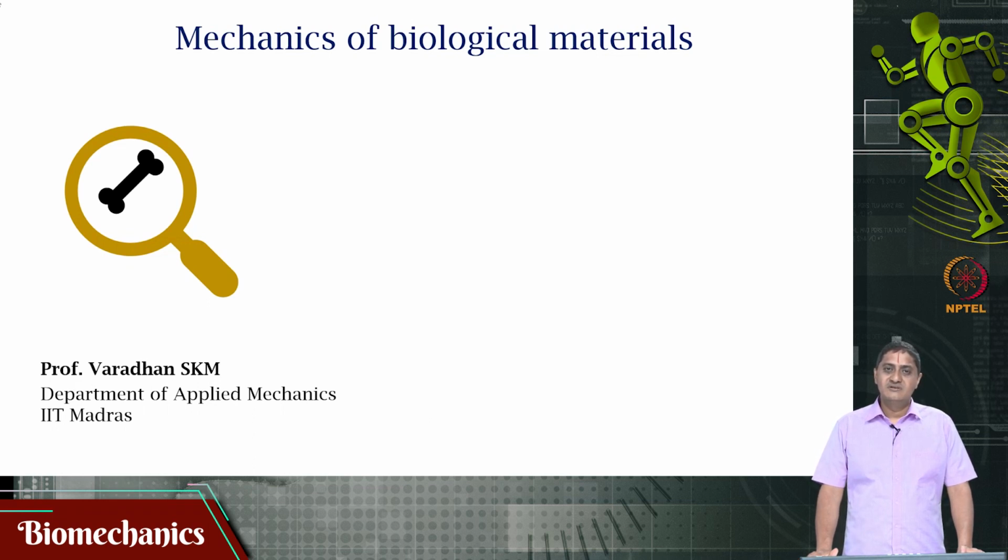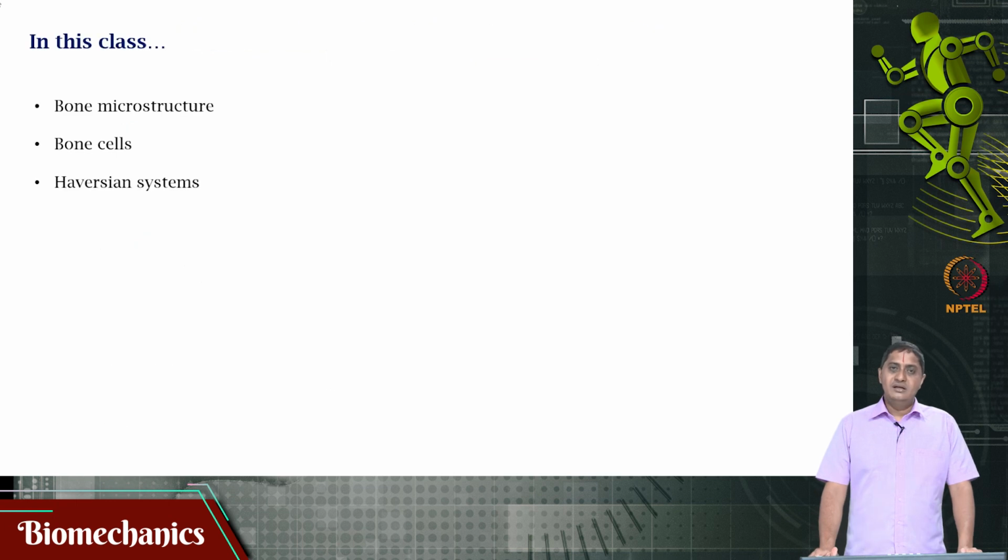In this video, we will be continuing our discussion on mechanics of biological materials. In the previous video, we saw the types of tissues based on material property and defined a special type of tissue whose property may change based on whether it is active or not, and some examples of hard and soft tissues. In this video, we will be looking at bone and its microstructure, the types of cells within the bone, and a special system that is found in the bone called the Haversian system.